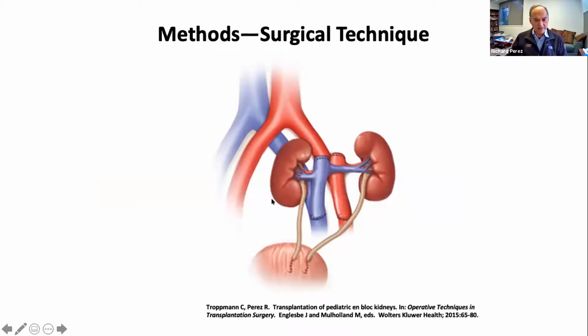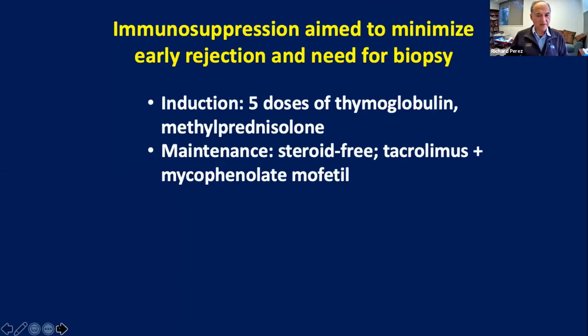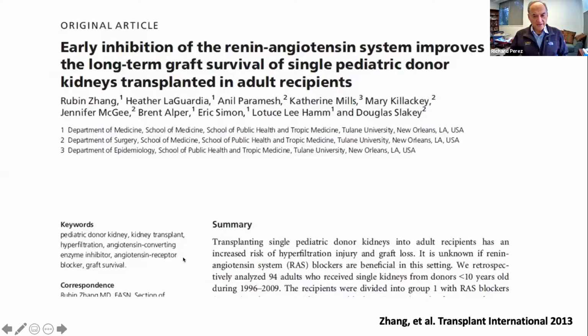I won't really talk much about the different surgical techniques. Suffice it to say that we prefer to put our kidneys on the left side, standard aortic and vena cava anastomosis and 2 separate ureter anastomosis in the bladder. We try to immunosuppress them to avoid the need to biopsy these small kidneys. So we give them thymoglobulin for 5 doses, steroid free so that the kidneys can grow because we know steroid inhibits the growth. And then others have looked at agents to protect these kidneys from hyperfiltration injury.